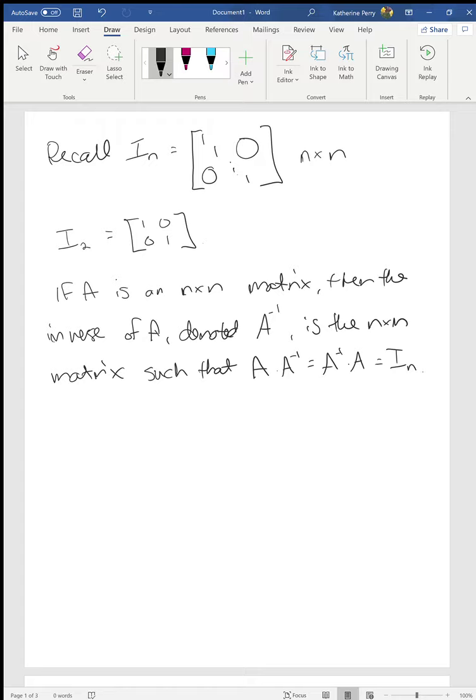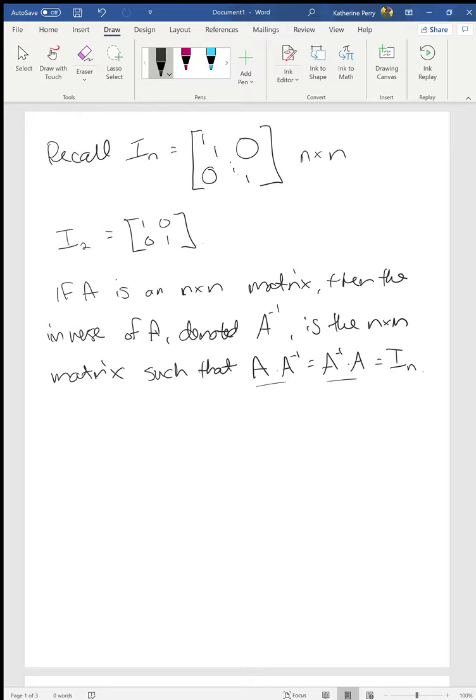And so remember in a previous video we talked about how multiplication is not typically commutative. This is the exception. So if I take a matrix and multiply that matrix by its inverse, it doesn't matter what order I'm doing this multiplication in. I'm still going to get back to this identity matrix.